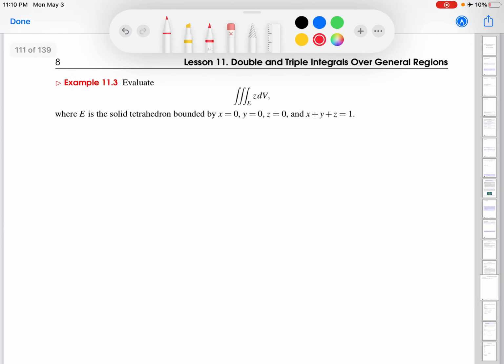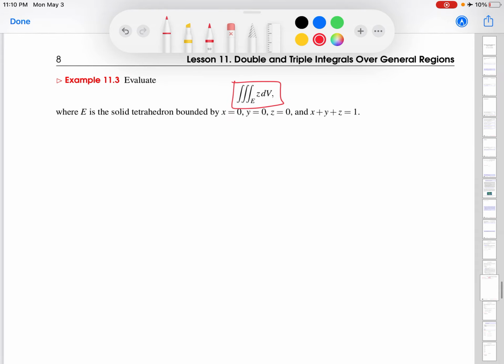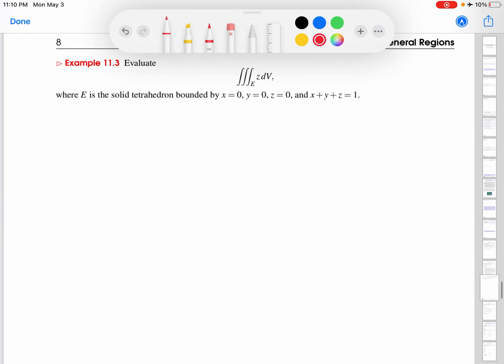So we are going to evaluate this triple integral where E is the solid tetrahedron bounded by 0, 0, 0, and this plane. So this one is a little bit easier to draw than the one that we did in the previous module's video. So I'm going to draw this by the usual approach. If I set z equals 0, I get the line y equals 1 minus x. Looks like that. Where this is 0, 1, 0, and this over here is 1, 0, 0.